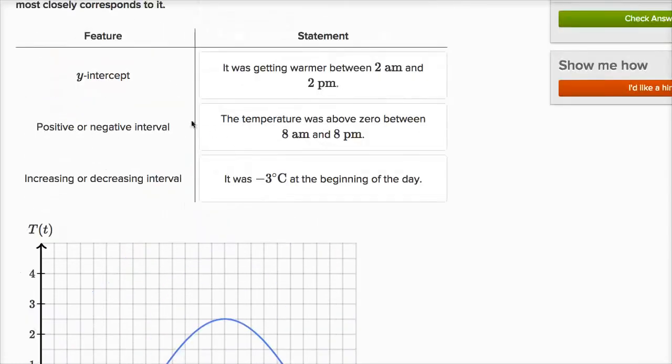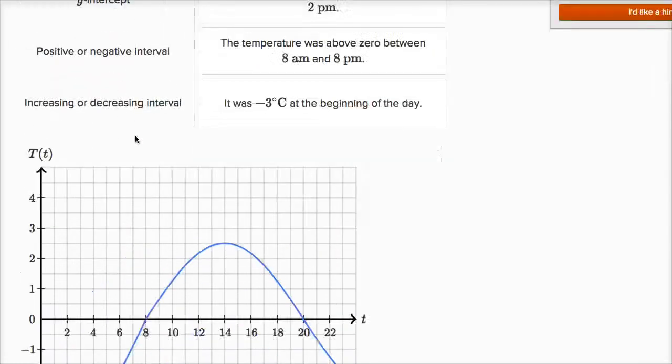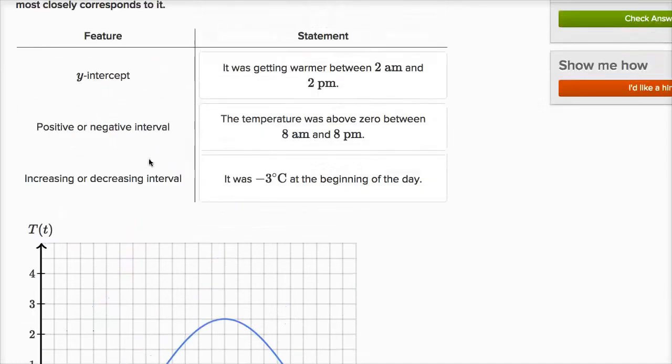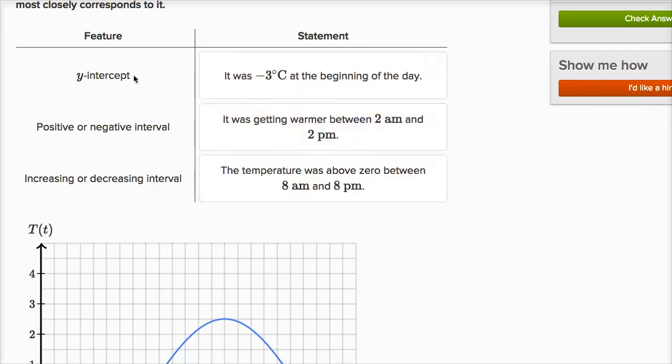But anyway, the feature: y-intercept. So the y-intercept is right over here. And we see when lowercase t, when time is 0 hours after midnight, the temperature in New York City is -3 degrees Celsius. So it was -3 degrees Celsius at the beginning of the day. Yeah, that's a true statement. And especially if you consider the true beginning of the day is right at midnight. So that's that one. The y-intercept tells us this true statement.